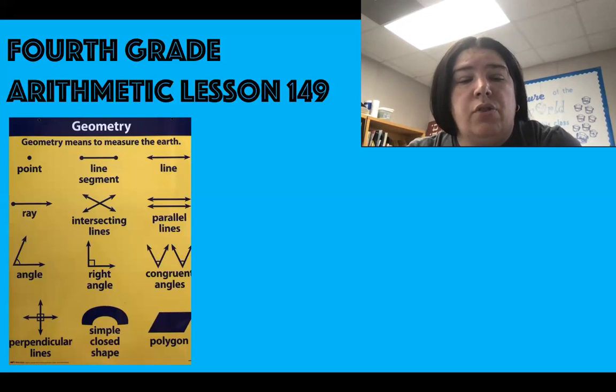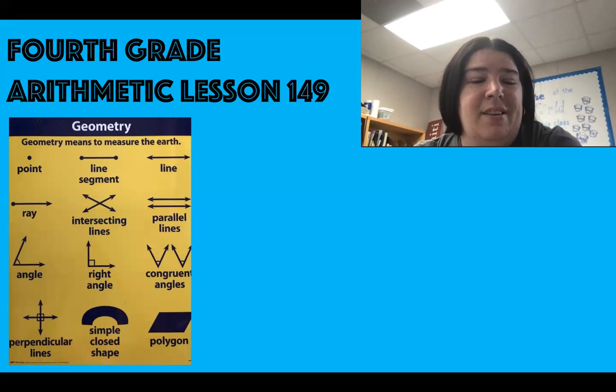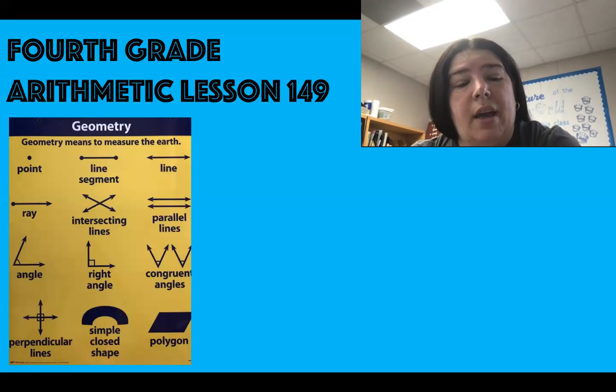We introduced this yesterday. I want you to use this chart to memorize, and to help you do that, let's go ahead and clap twice in between each. You ready? We'll start with the hardest one. Point, line segment, line, ray, intersecting lines, parallel lines, angle, right angle, congruent angles, perpendicular lines. Okay, and today we're going to talk a little bit about simple closed shapes and polygons.